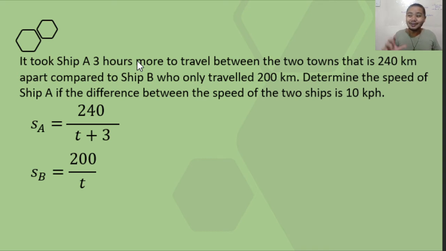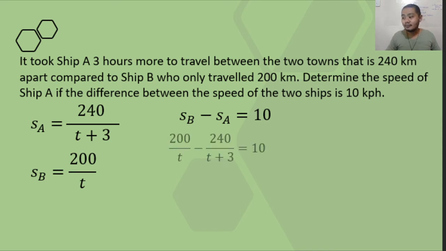Okay? Ngayon, proceed na tayo doon sa last sentence. Determine the speed of ship A if the difference between the speed of the two ships is 10 kilometers per hour. So in that case, that would be the speed of B minus the speed of A is equal to 10. And then, alam naman natin na yung speed ng B is 200 over t at yung speed ng A is 240 over t plus 3. As you can see on our screen, yung nakikita ninyo ngayon, example yan ng isang rational equation.